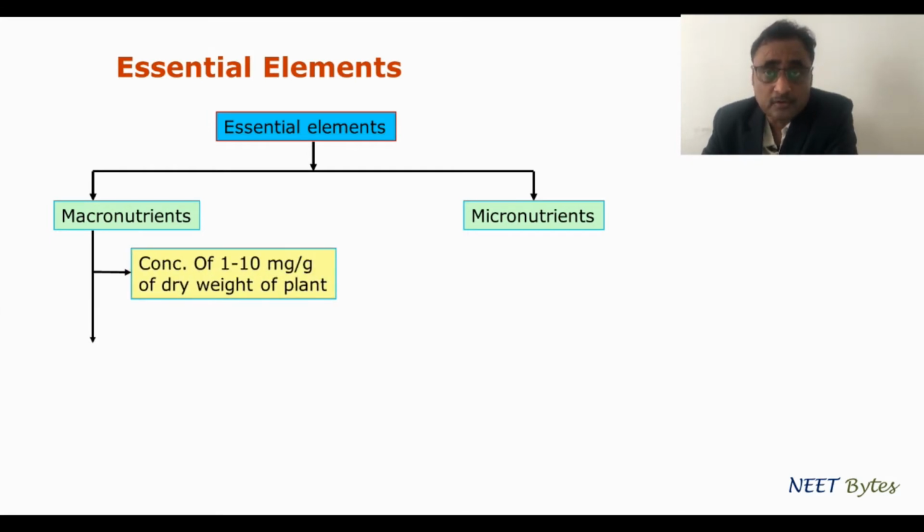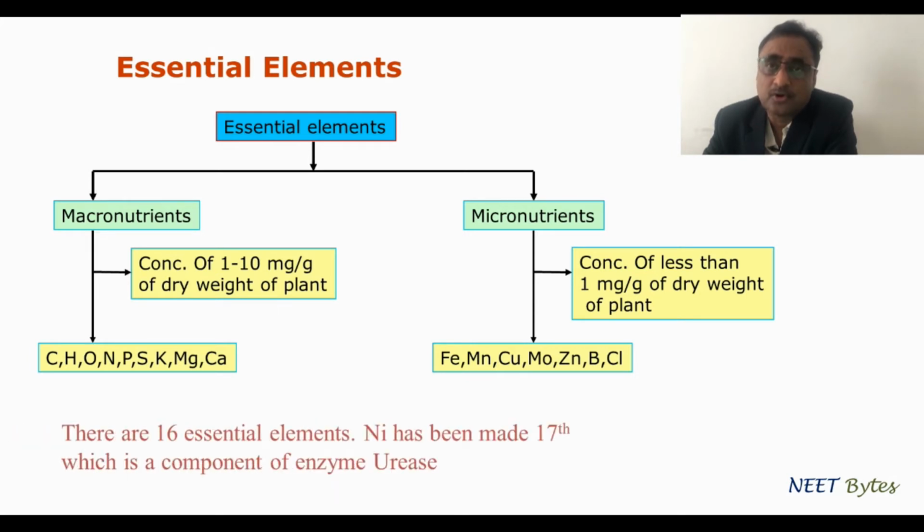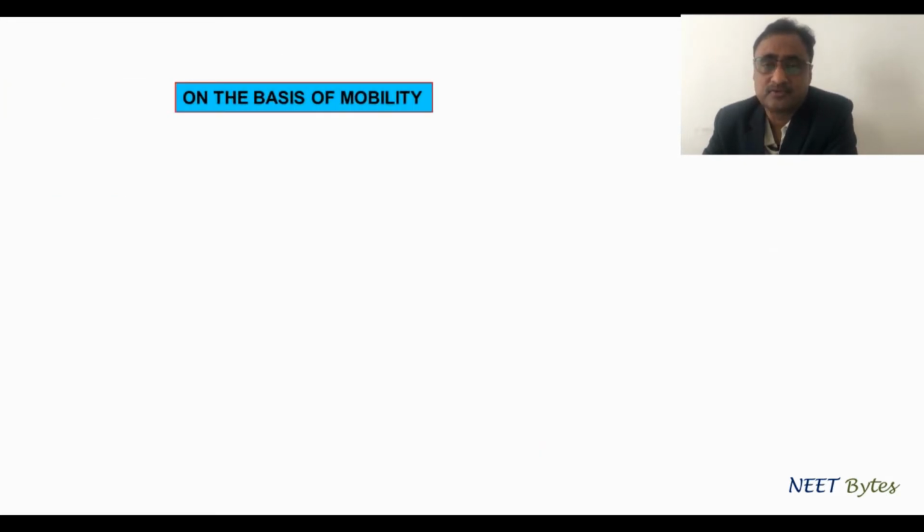Now how can we differentiate? Of course, we can differentiate on the basis of the dry weight of the respective amount present in any plant. For instance, in the case of macronutrients, the concentration lies between 1 to 10 milligram per gram of dry weight, and then we call it a macronutrient. But if it is less than 1 milligram per gram of dry weight of plant, then we call it a micronutrient. Some examples of micronutrients are iron, manganese, copper, molybdenum, zinc, boron, chlorine. So these are examples of micronutrients.